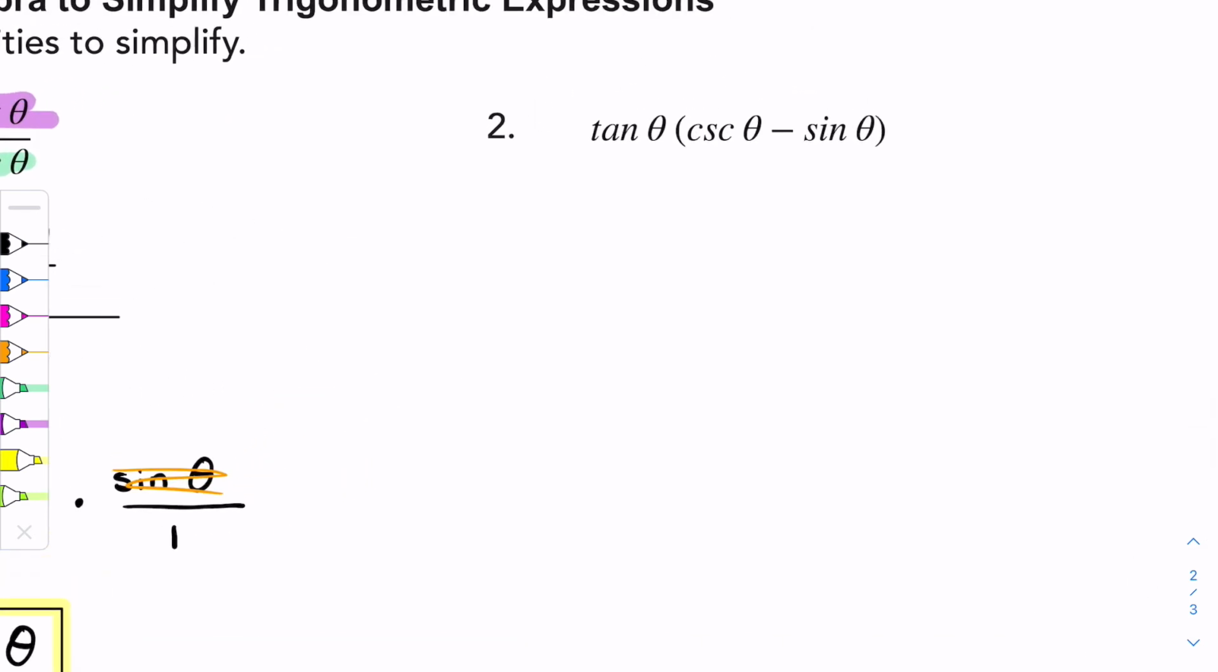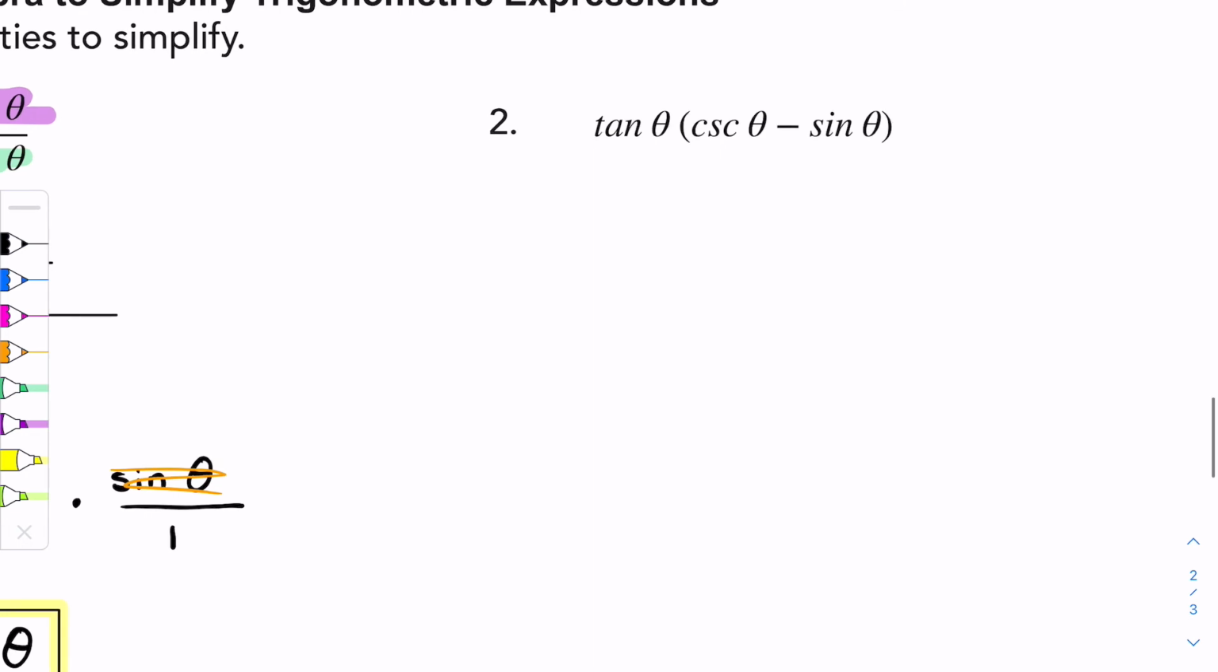Number 2, we have tangent of theta multiplied by cosecant of theta minus sine of theta. So we have quite a few things happening within this one. I'm going to replace all of them with their identity, starting with tangent, which I'm going to replace with sine of theta divided by cosine of theta.